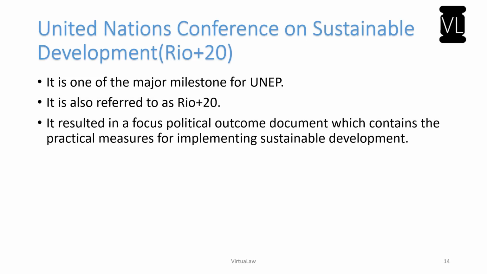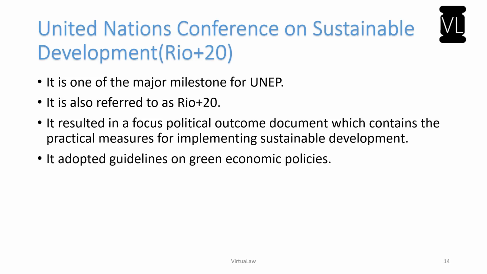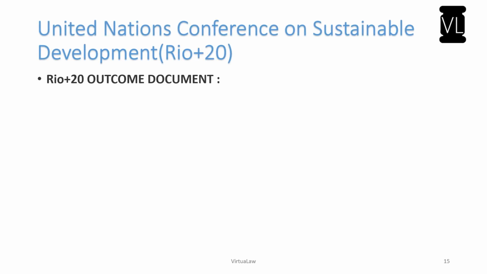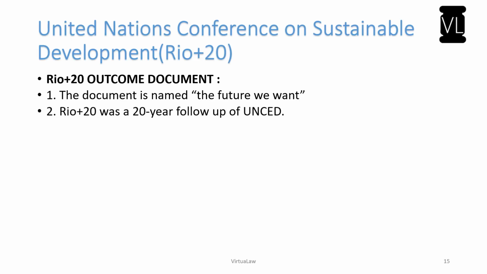It is referred to as Rio 20 because it was again held in Rio, 20 years after Rio de Janeiro. It resulted in a document which contained practical measures for implementing sustainable development, because based on the experiences, what has to be done in the future has also been given. Various guidelines on the green economy have been adopted. The outcome document of Rio Plus 20 is named The Future We Want. It is a 20-year follow-up of the United Nations Conference on Environment and Development, which I told you earlier.